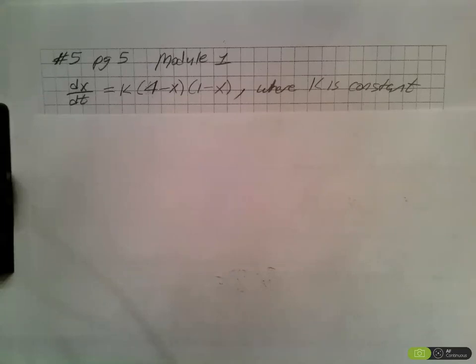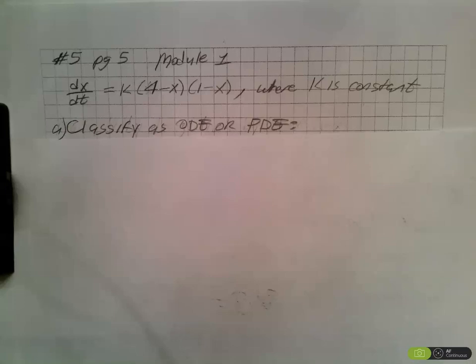Let's take a look at question number 5, page 5 from the text. Here we have a differential equation dx/dt equals the right hand side that you see, where k is a constant. First part of the question asks us to classify whether or not we have an ordinary or a partial differential equation. To do that, we're going to take a look at the derivatives.